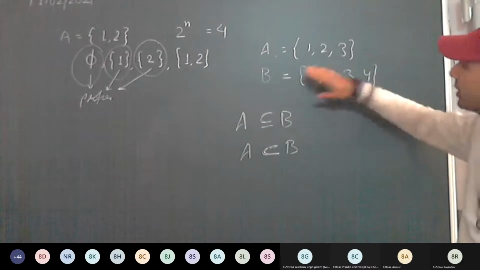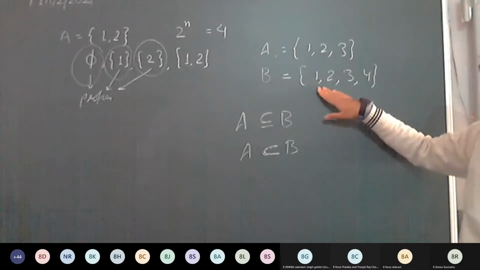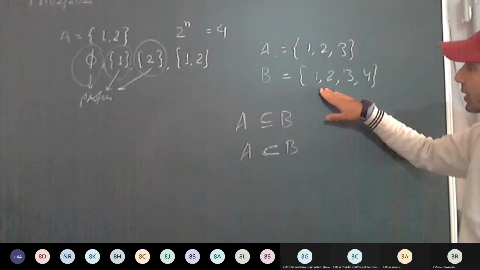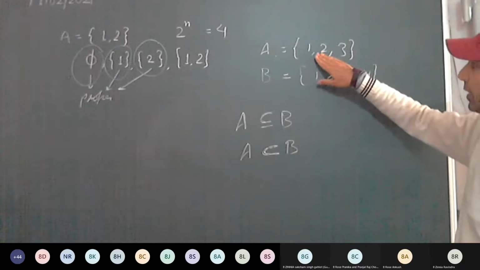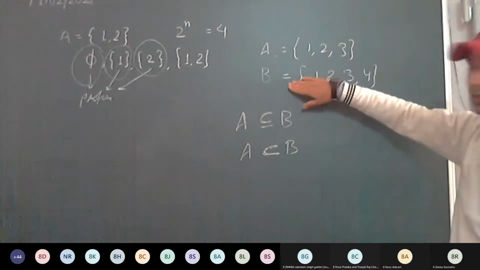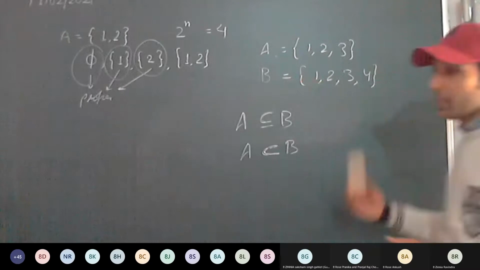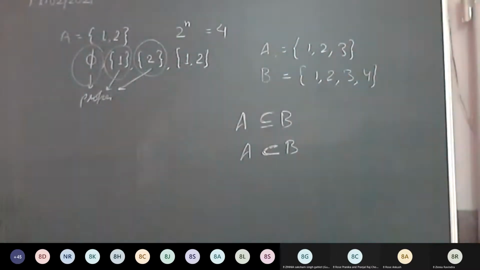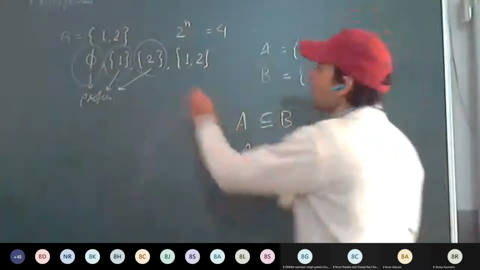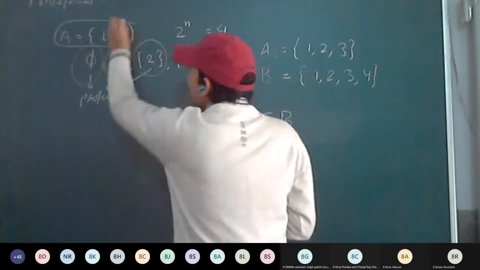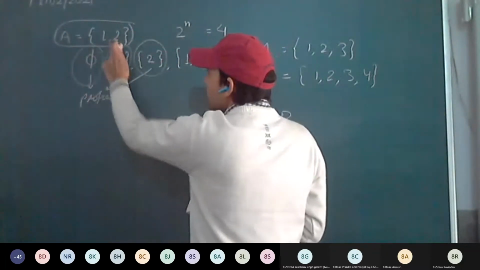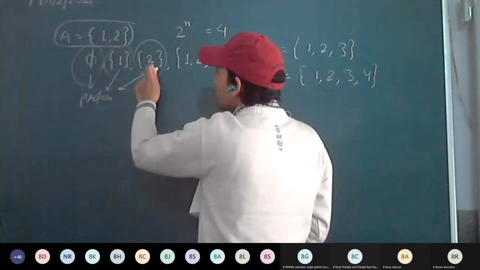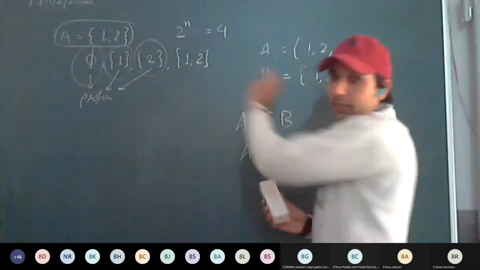That means B is a superset. B is a superset of A, whereas A is a proper subset of B. So here, this set is called the superset of this. This is a superset of this. This is a superset of this. This is a superset of this.